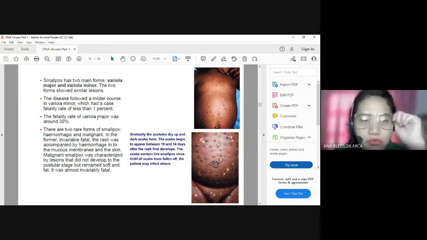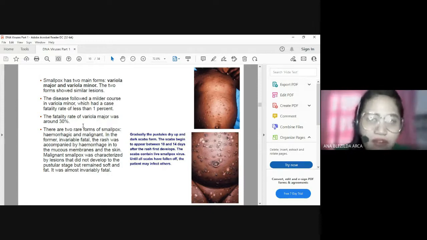So you have two forms. You also have two rare forms of the smallpox. You have the hemorrhagic one and the malignant. Okay? So in the former, invariably fatal, the rash was accompanied by hemorrhage into the mucous membrane and the skin. Ibig sabihin noon, besides sa mga lesions na yan, sa mga pustules na yan, may mga dugo-dugo yan, nagbibilid pa siya. Kaya nga tinawag siyang hemorrhagic eh. Yun yung nakakamatay na smallpox.